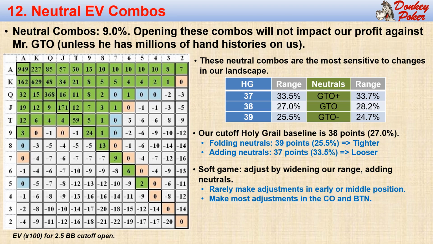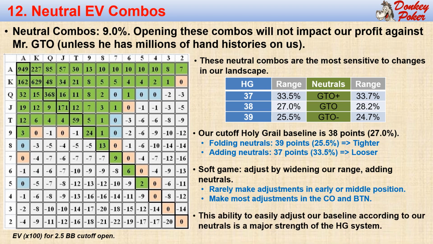Another factor here is that I usually have the best reads on the players to my immediate left, so I can often tell when one of them intends to fold. Or we can simply just play a disciplined Holy Grail baseline, never adding or subtracting neutrals, or even folding our edge combos, which are, for example, a 40-point hand in a 40-point situation. This would still be very close to maximizing our profit, even in a soft game. So we wouldn't lose very much profit by doing that.